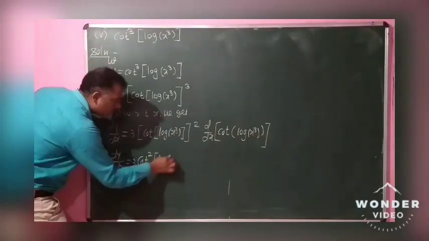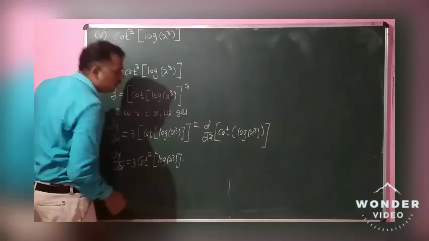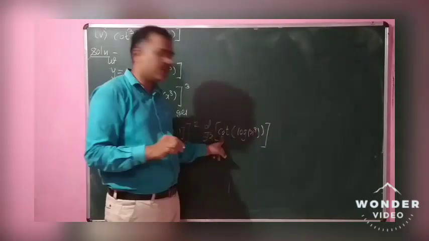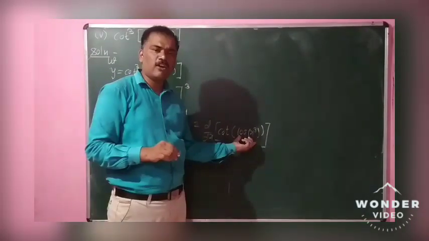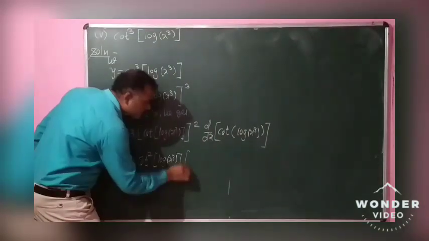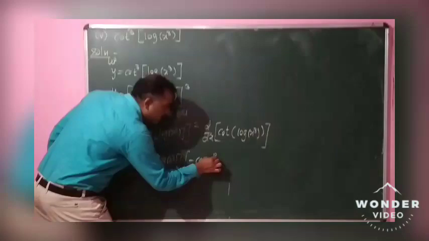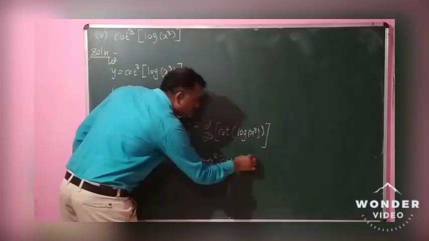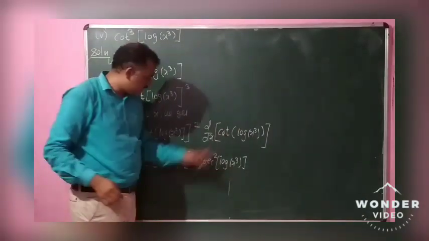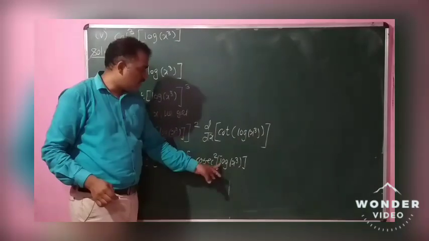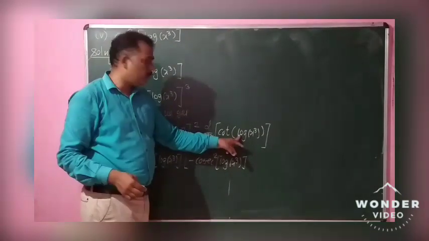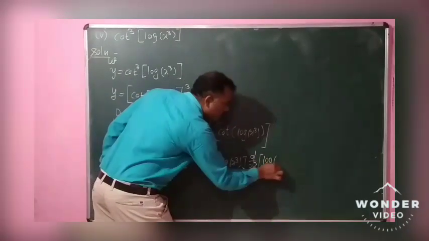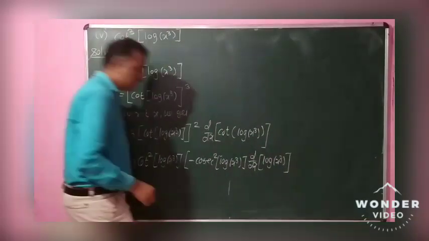log of x cube into d dx of, what is the derivative of cot? The derivative of cot x is minus cosec square x. So instead of x here we have to take the log of x cube. So we write minus cosec square log of x cube, into the derivative of cot, which is minus cosec square log of x cube. Now we have to take into the derivative of log of x cube, that is d dx of log of x cube.